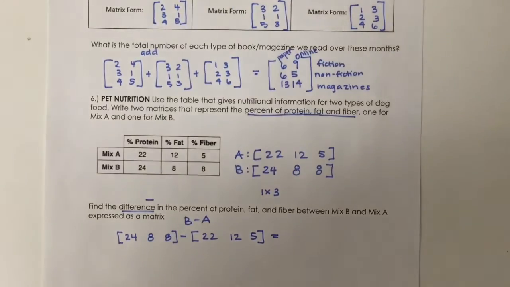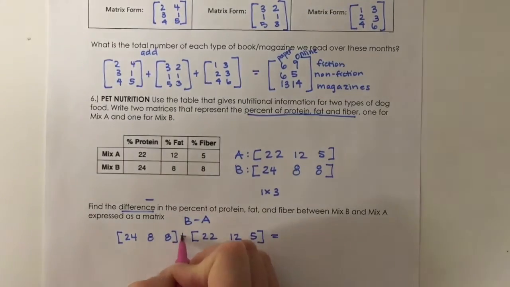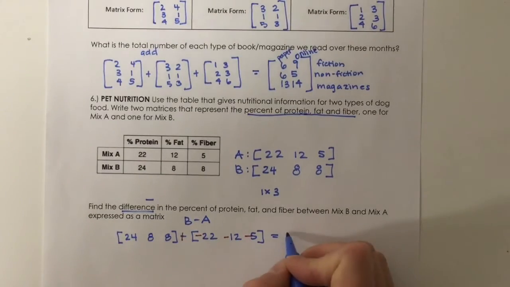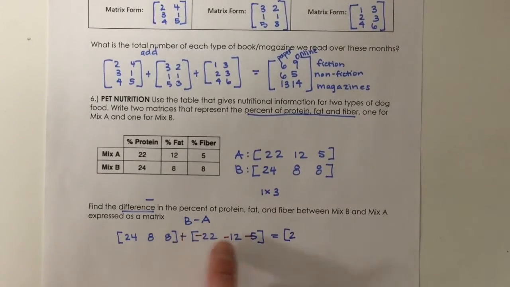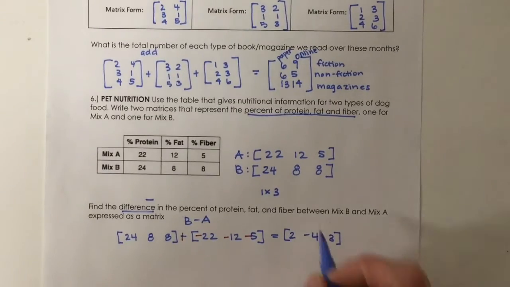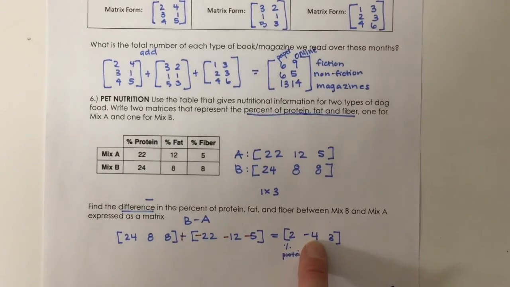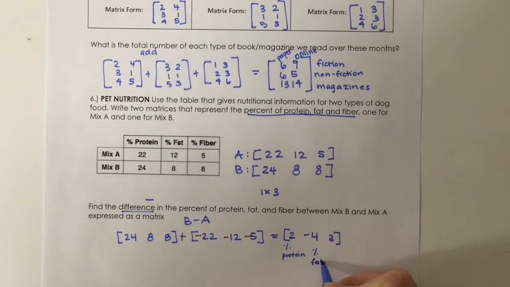Remember our trick with subtraction? Rather than just doing minus, we could change that to a plus, change these to the opposite sign, distributing that negative. So we get 24 plus a negative 22 is 2. 8 plus a negative 12 is negative 4. 8 plus a negative 5 is 3. Which means the difference between them in the percent protein is 2%. The percent fat is a negative 4, which means that mix A has more percent fat than mix B.